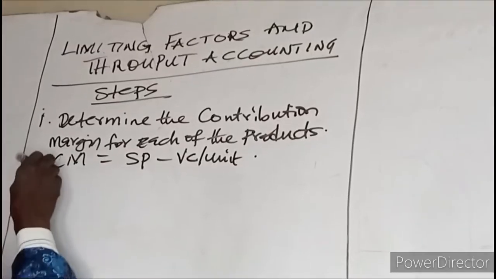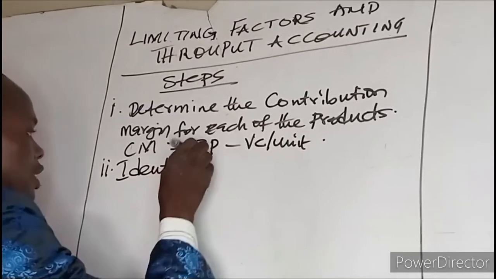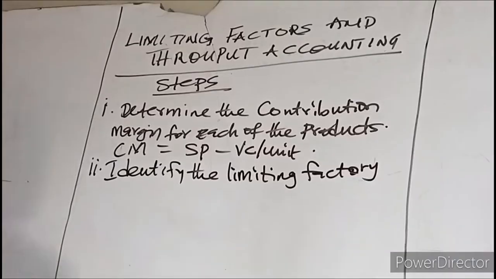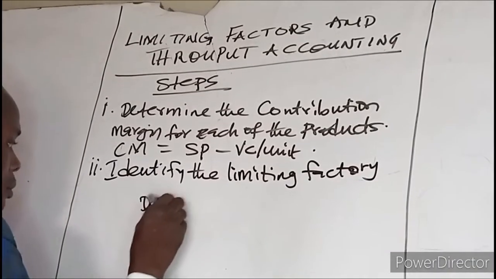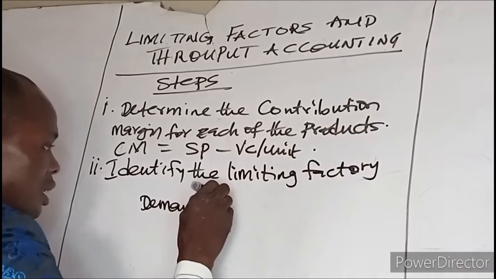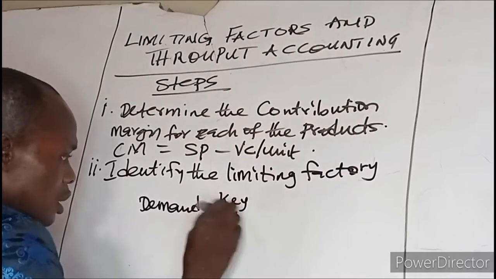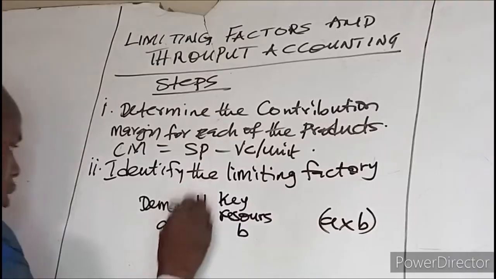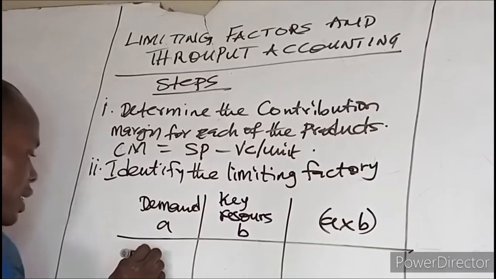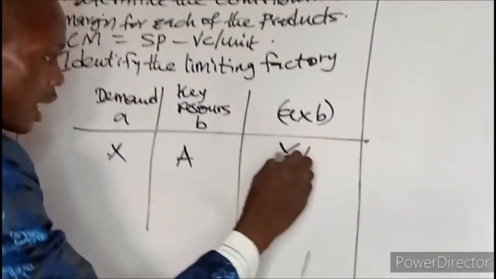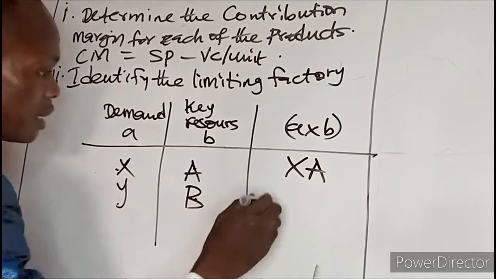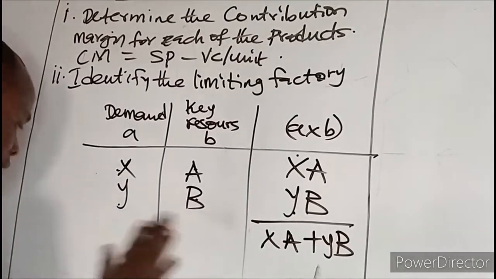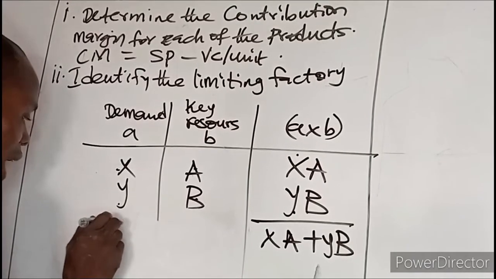Step 2, identify the limiting factor. To identify the limiting factor, you have demand, and you have the limiting factor or key resources per product. If this is A and this is B: if demand for this is X and this is A, X times A will give you XA. If this is Y and this is B, Y times B will be YB. So when you add XA plus YB, that will be the amount required.